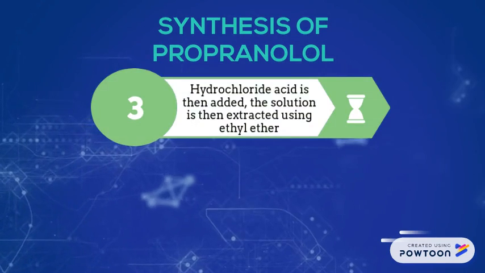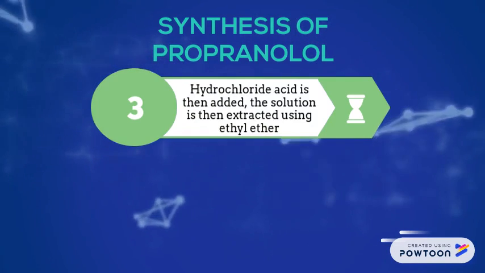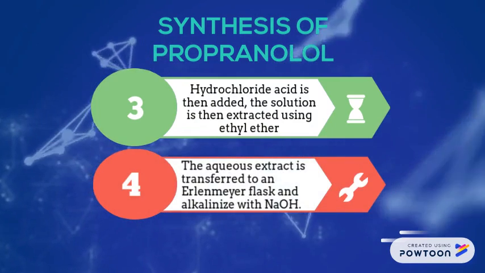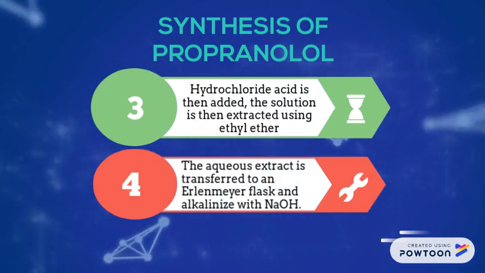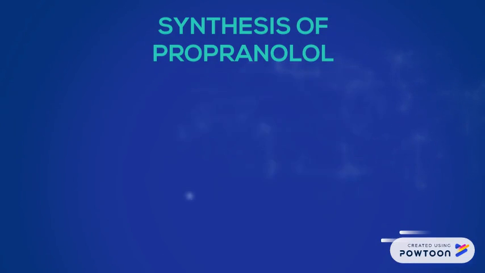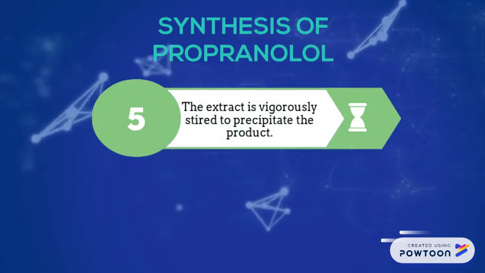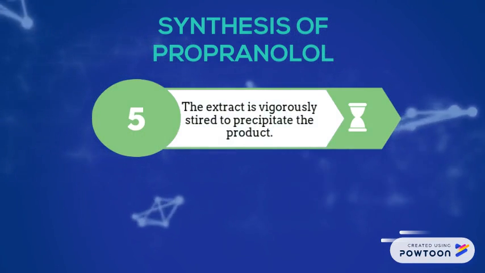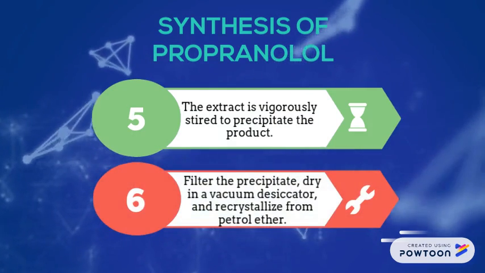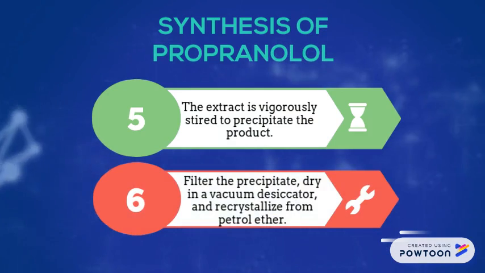Hydrochloric acid is then added. The solution is then extracted using ethyl ether. The aqueous extract is transferred to an Erlenmeyer flask and alkalinized with sodium hydroxide. In an ice bath of 0 degrees Celsius, the extract is vigorously stirred to precipitate the product. The precipitate is filtered and dried in a vacuum desiccator and recrystallized from petroleum ether.